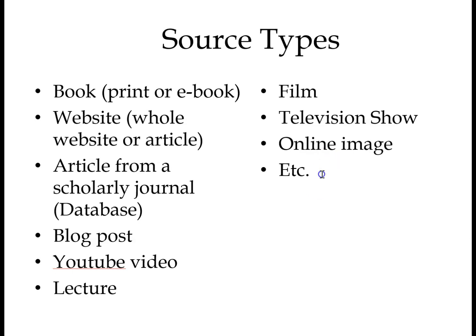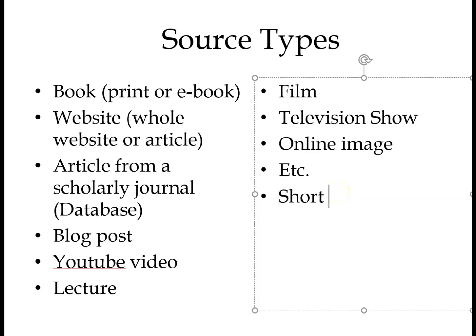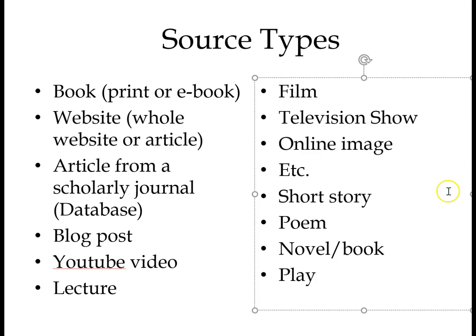Other ones in English we would use, you might have a short story. You might have a poem. You might have a novel or a book. So these are common ones. You might have a play. So different sources have different formatting. So that's why it's important to know what kind of source that you have and that you need to include in your works cited page.